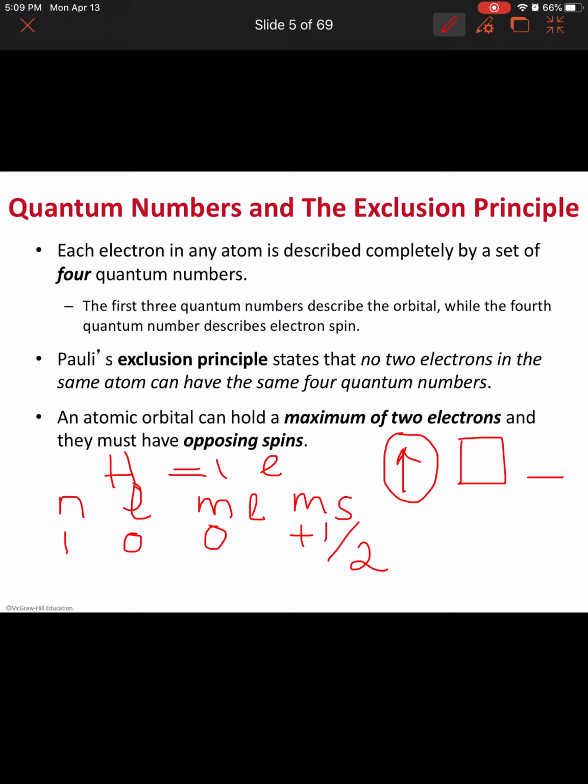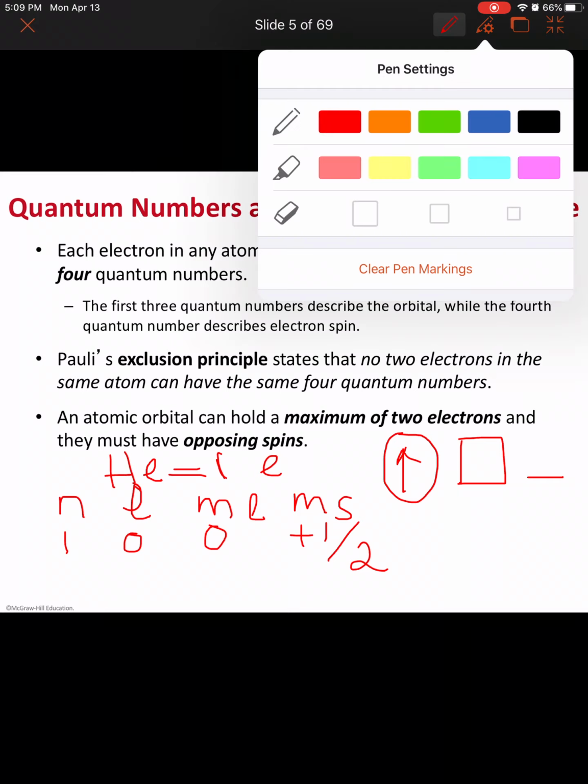Now if you want to find out the set of quantum numbers for the helium atom, I'm going to do some modifications here. So the helium has how many electrons? Helium has 2 electrons.